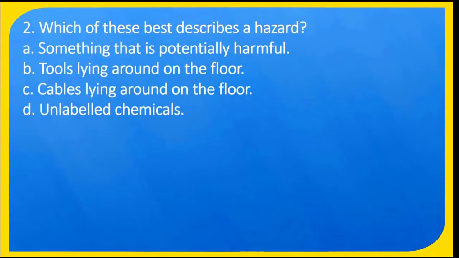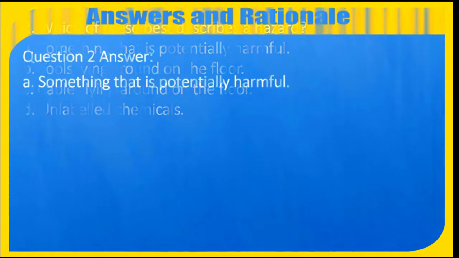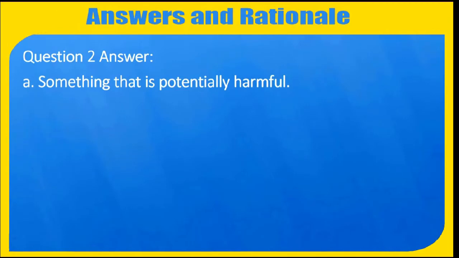Question 2. Which of these best describes a hazard? A. Something that is potentially harmful. B. Tools lying around on the floor. C. Cables lying around on the floor. D. Unlabeled chemicals. Question 2 answer, A. Something that is potentially harmful.